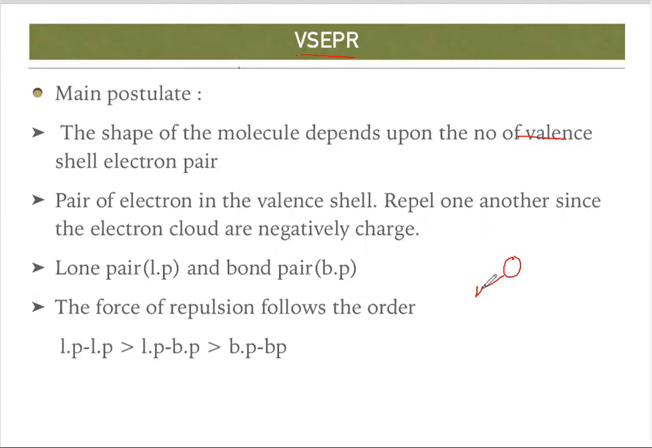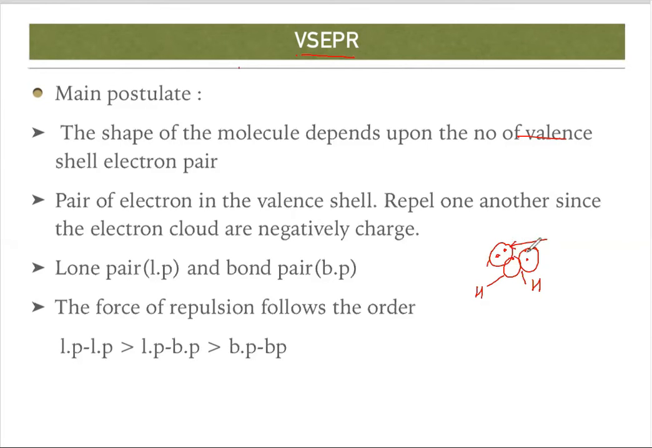Draw the structure of oxygen. The theory only explains the electrons present on the valence shell. How many electrons are present on the valence shell of this oxygen? 1, 2, 3, 4, 5, 6, 7, 8. So a total of 8 electrons are present. The theory explains the participation of these valence electrons.